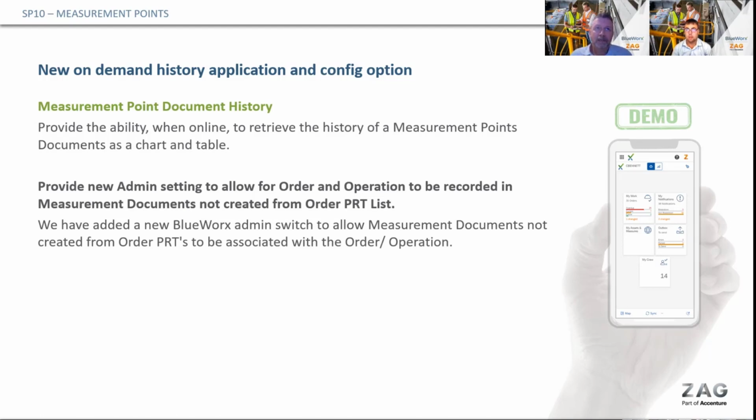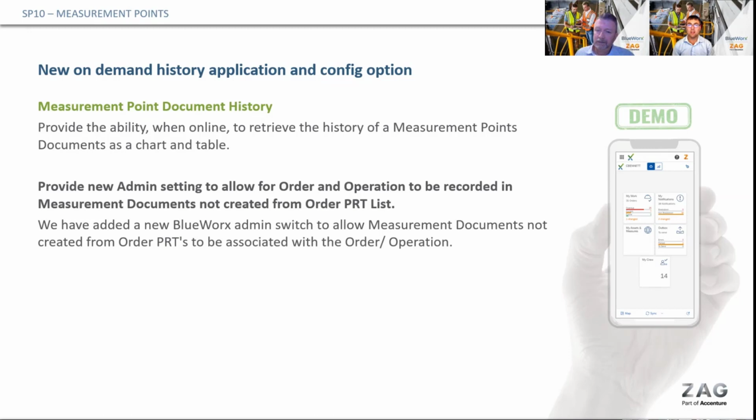And the other area is around this new admin setting to allow orders and operations to be recorded in measurement documents that haven't been set up in an order PRT. So some customers go to the extent of specifying measurement points in PRTs, but we already have the feature inside BlueWorx that surfaces all the measurement points for all the technical objects in the order. If you switch this on now, then any measurement documents that you create will actually be tagged with the order and operation that they came from.